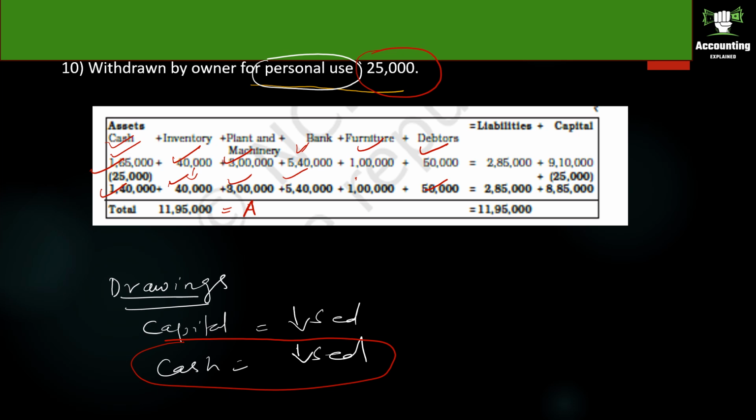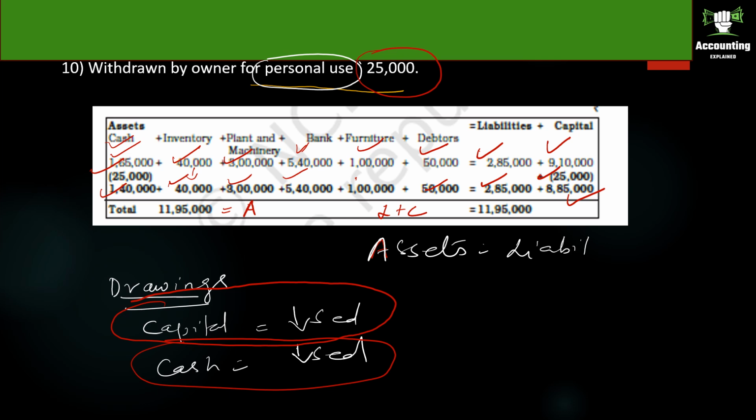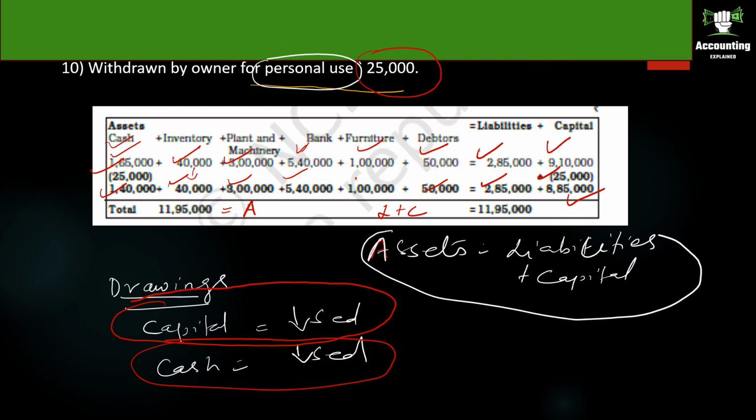Next, liabilities from the last transaction we have taken as 2,85,000, remains the same. Next, capital is 9,10,000. Now, since he has withdrawn money for his personal use, capital has to be decreased. So decrease the capital by 25,000. So the new capital is now 8,85,000. Liabilities plus capital is 11,95,000. So whatever the transaction, our assets will always be equal to liabilities plus capital; the accounting equation remains the same.